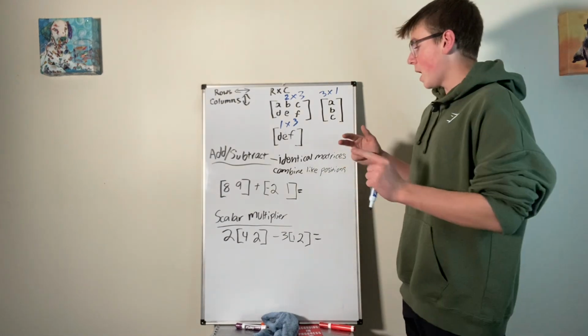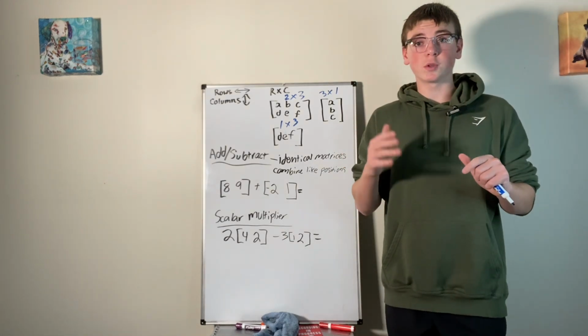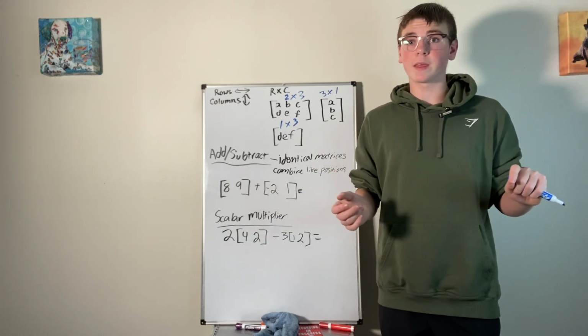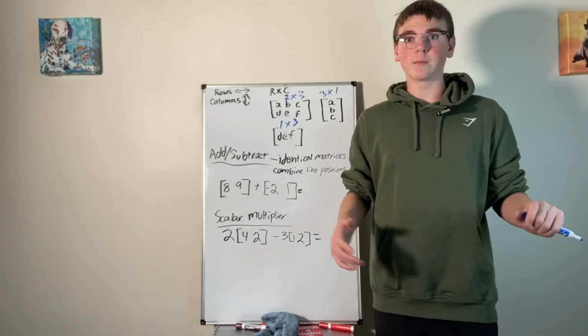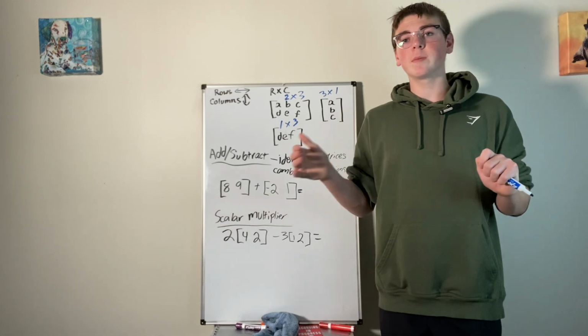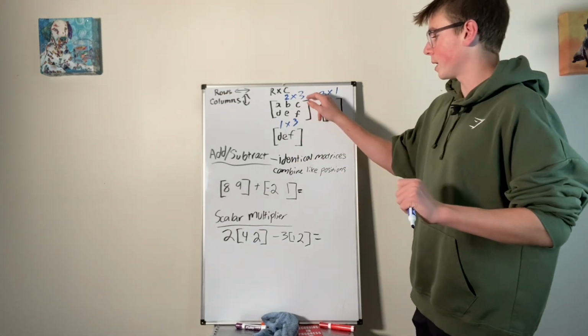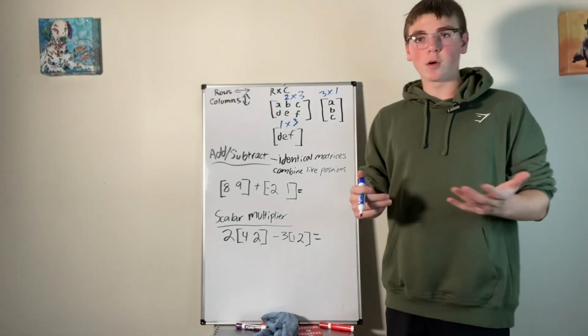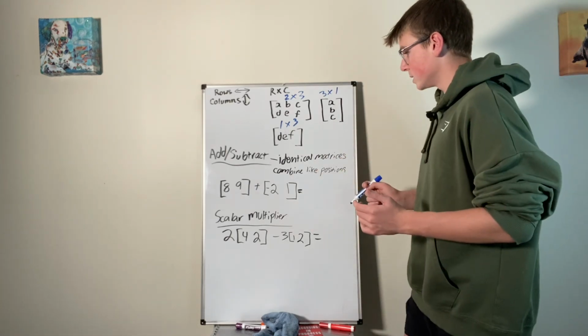Now, to add and subtract matrices, they have to be identical. You can add a 2 by 2 matrix to a 2 by 2 matrix, a 3 by 1 to a 3 by 1, a 1 by 3 to a 1 by 3, a 24 by 1 to a 24 by 1. They just have to be the same dimensions, so make sure you find that out.